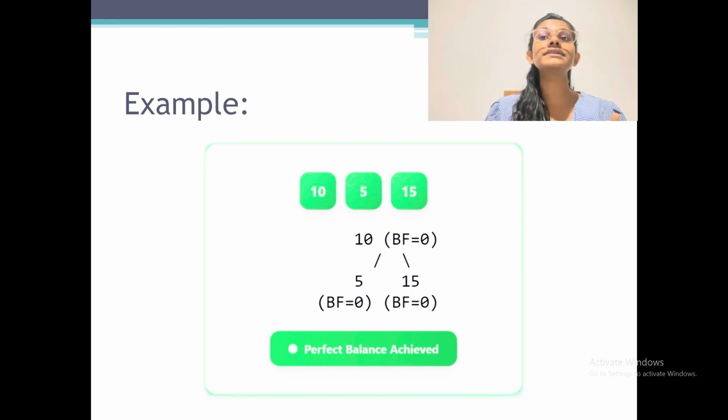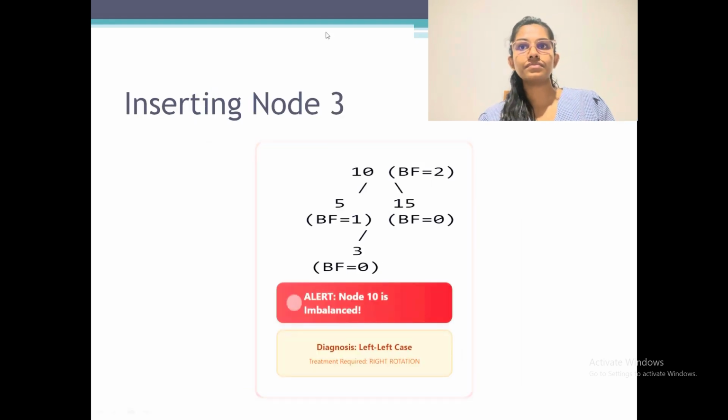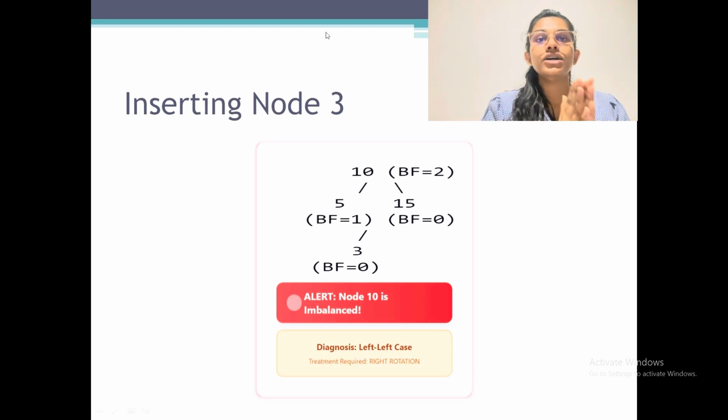Now, let's insert the value 3. So 3 is less than 10, so we go left to the node 5. 3 is less than 5, so we insert 3 as the left child of 5. After this insertion, we update heights going back up the tree.